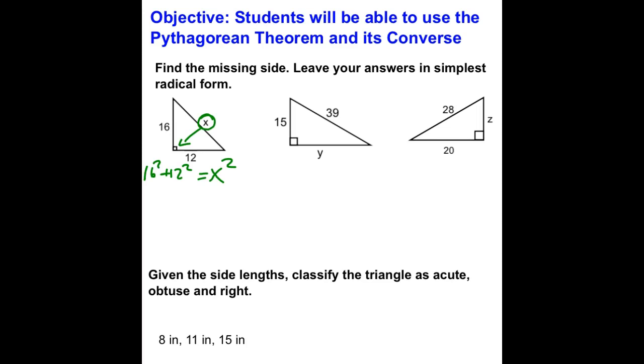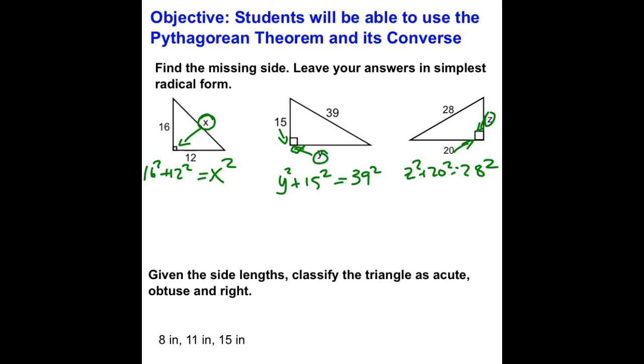On the next one, I can see that y is attached to that right angle, which means it's going to be either a or b. I'm going to make it a. 15 is also attached, so that'll be my b, which means 39 has to be my c. I set up the next one, z is attached to that right angle, so is the 20, so I go z squared plus 20 squared will equal 28 squared.